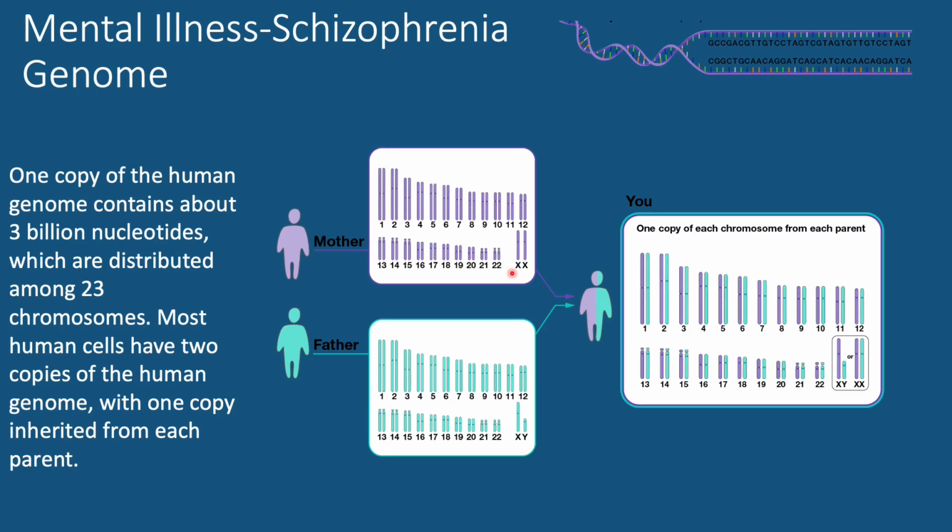Again, we see 23 chromosomes, including the sex chromosomes, XX in the mother, XY in the father. And this person here is you or me. We have inherited 1 copy of each chromosome from each one of our parents. Remember that 1 copy of the human genome contains around 3 billion nucleotides. The 3 billion nucleotides are distributed among the 23 chromosomes.